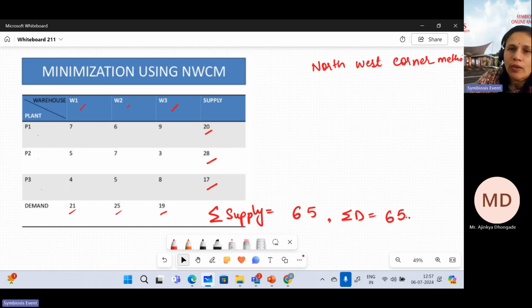So what you observe, the very first thing I checked, is that the summation of supply is equal to the summation of demand.